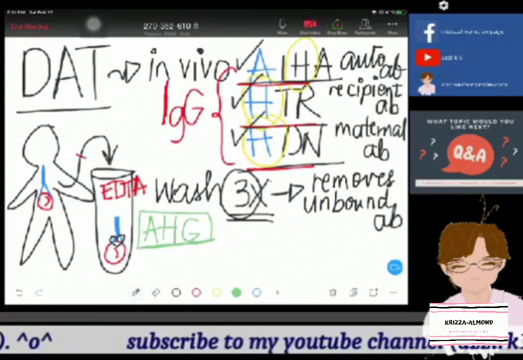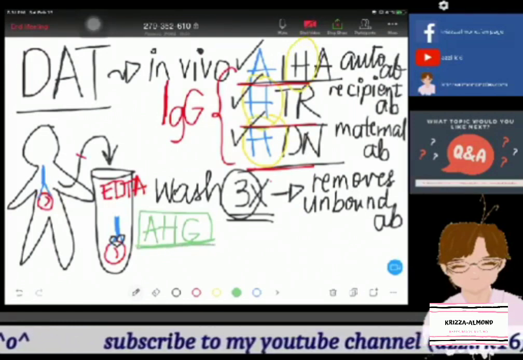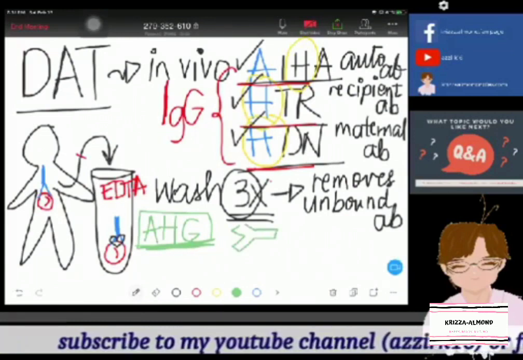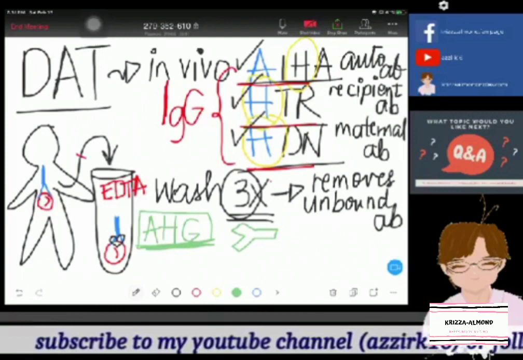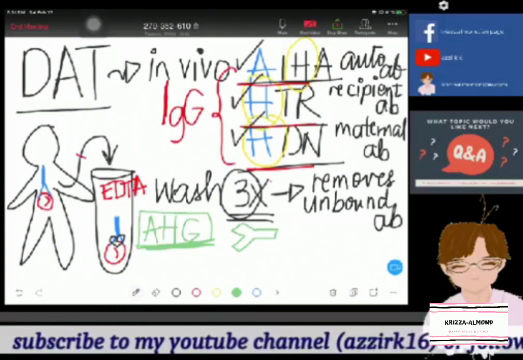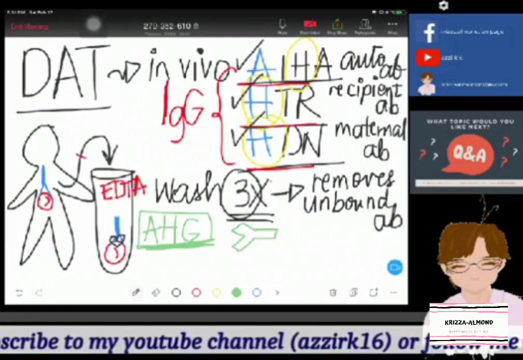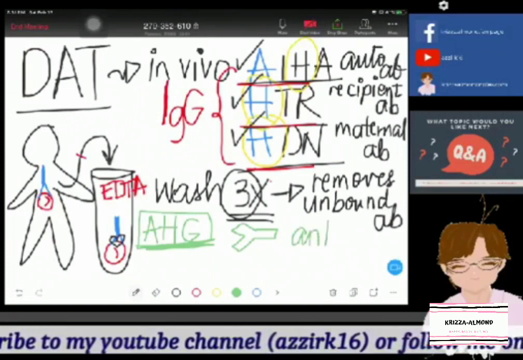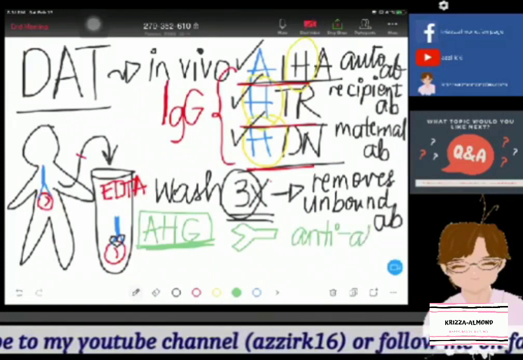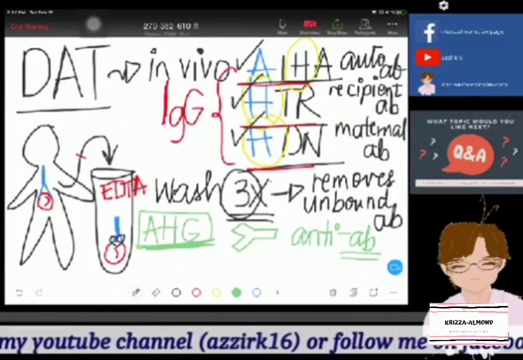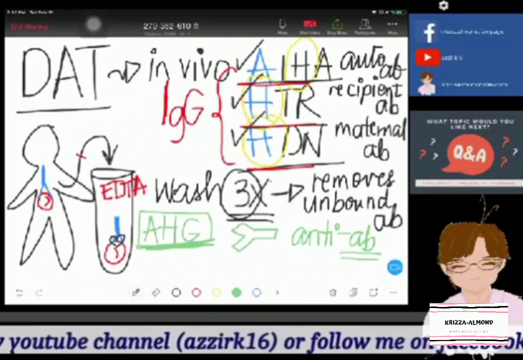Di ba sa totoong buhay, kulay green yan? Si anti-human globulin ay isang anti-antibody. Hindi siya katulad ng mga usual antibodies natin na ang tina-target ay antigen. Itong anti-human globulin ay isang anti-antibody. Ang hinahunting niya ay mga antibodies din mismo, mga globulins din. Kaya nga siya tinawag na anti-human globulin.